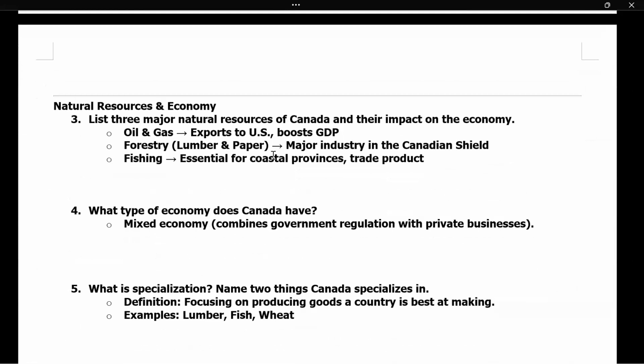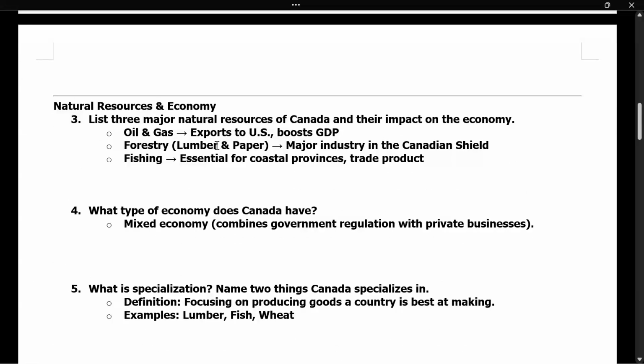Make sure you understand lumber is huge in Canada. It is a major industry along the Canadian Shield and British Columbia. Of course, it is exported all around the world and it increases their GDP. Fishing is very important, especially when they have the two coastal oceans: in the east they have the Atlantic Ocean, and in the west they have the Pacific Ocean. That is very important because it helps them trade.